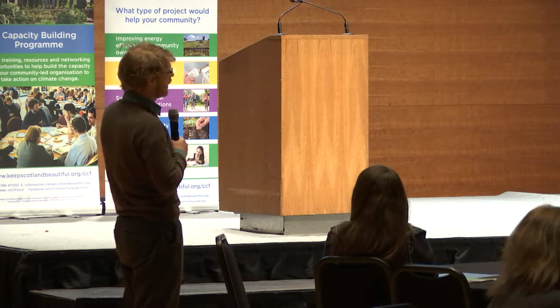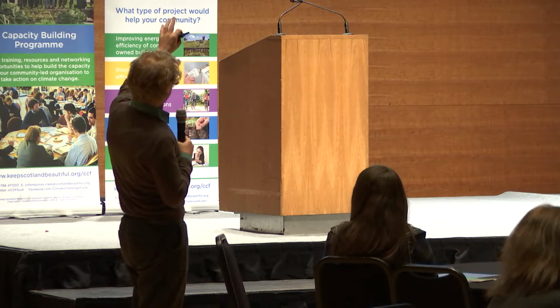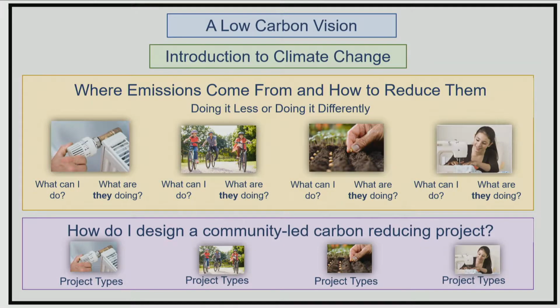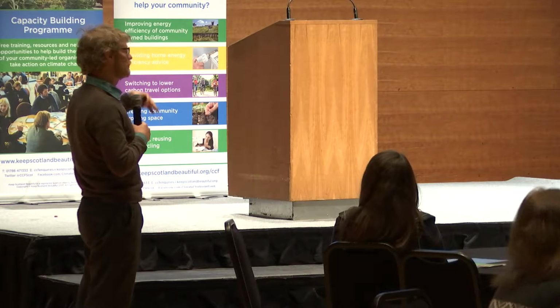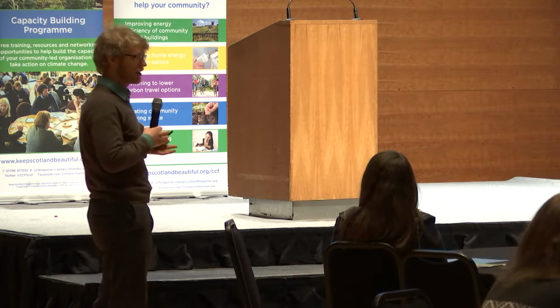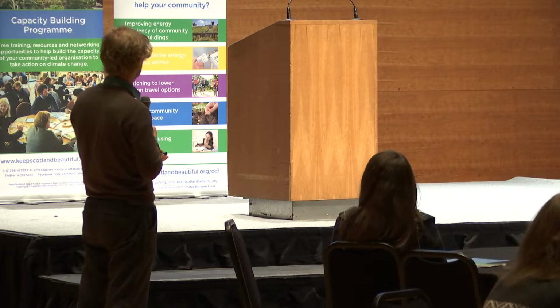So it starts off with a low carbon vision. We're going to go through each of these sections over the next wee bit. Introduction to climate change. And then the next section was where emissions come from and how to reduce them. And then finally, how do I design a community-led carbon reducing project? So as you can see, it becomes more specific as you go through it, as you target towards what kind of projects you'd be looking at doing.